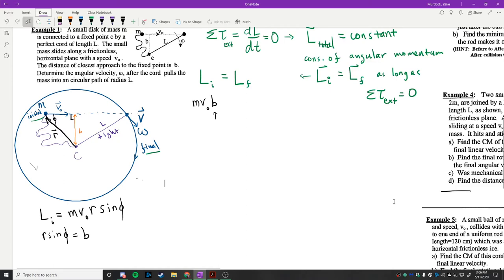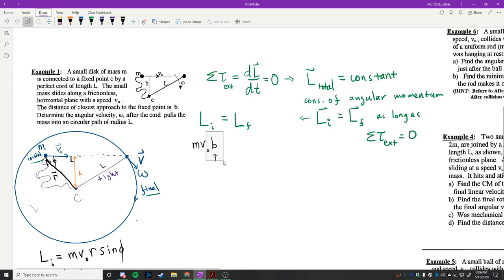I think it's called the impact parameter, at least that's what we call it in my field. B. So that's your initial angular momentum, right? And what about our final angular momentum?